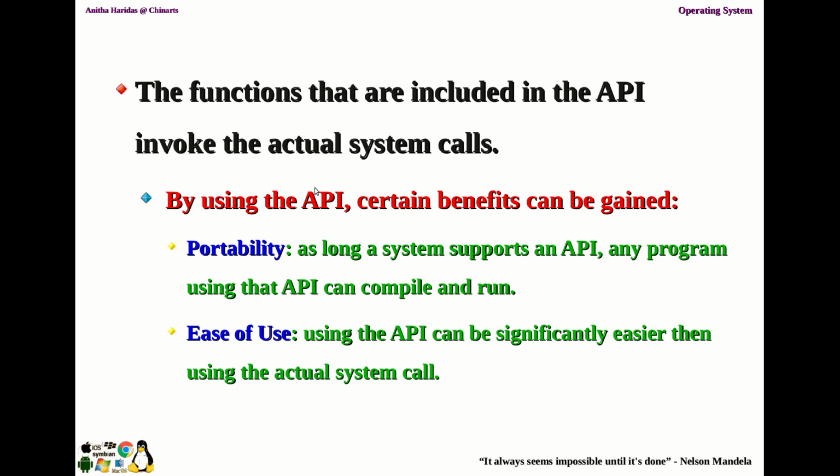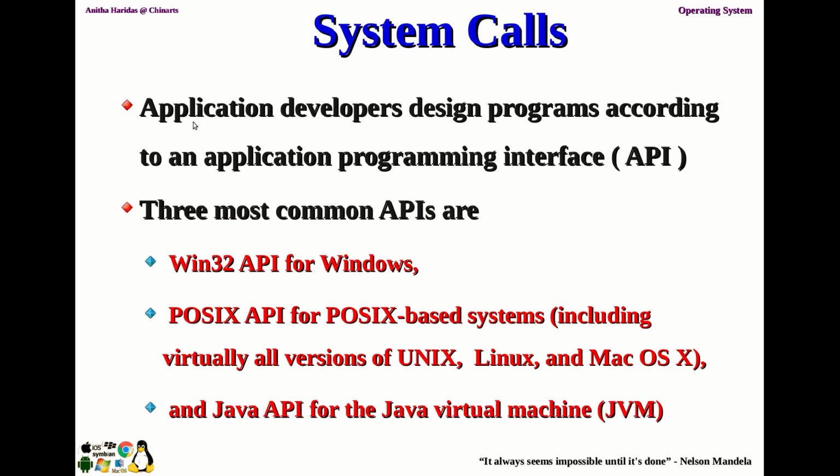By using the application programming interface, the benefits are, one is portability, the other one is ease of use, right? If you are asked to write a program using system calls, it will be very difficult for you to have the flexibility. So instead of that, we write the program using APIs, and these APIs will indirectly call the system call functions. So these are the two benefits we can say by using the API. And the application developers, right?